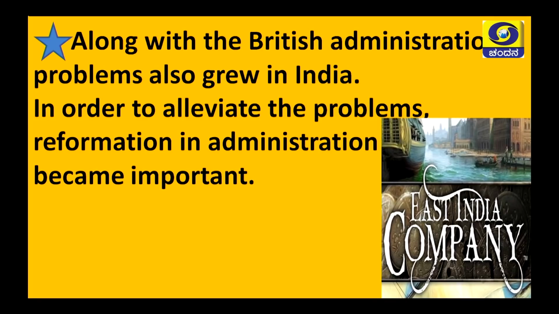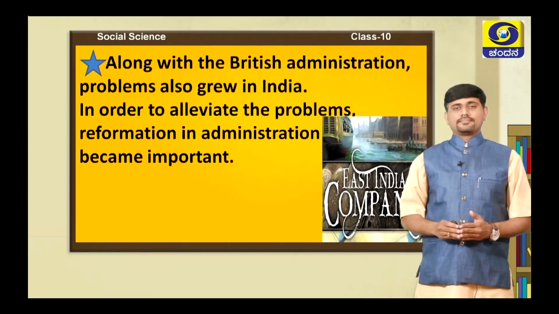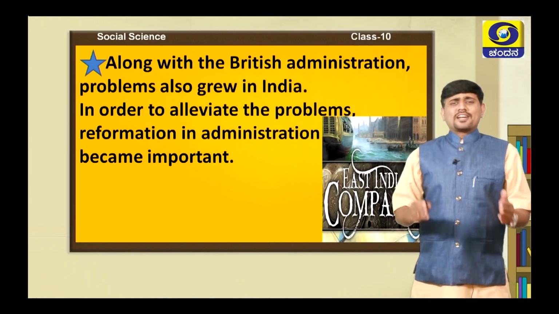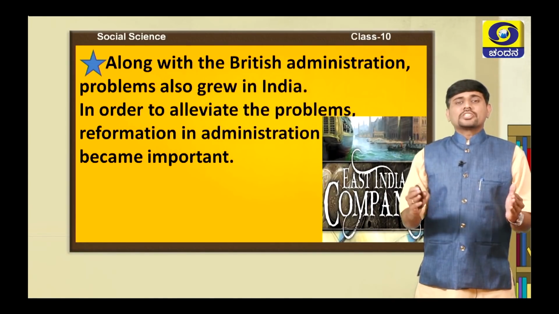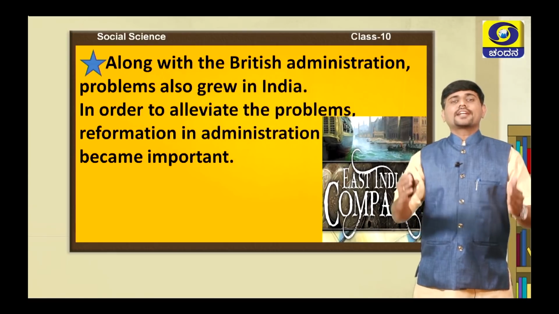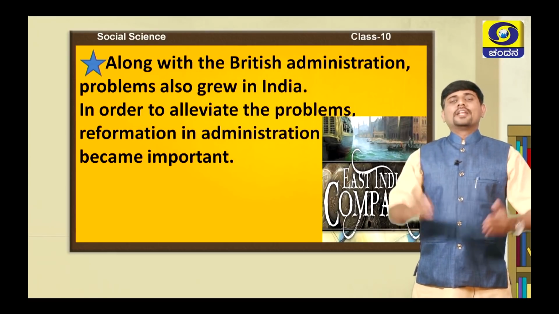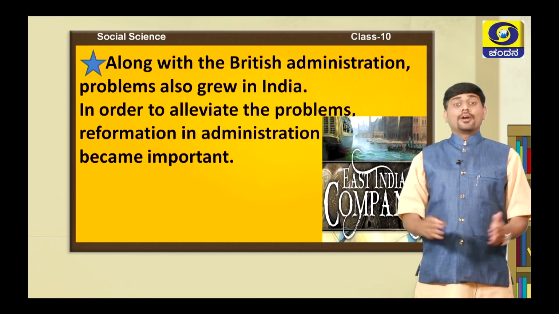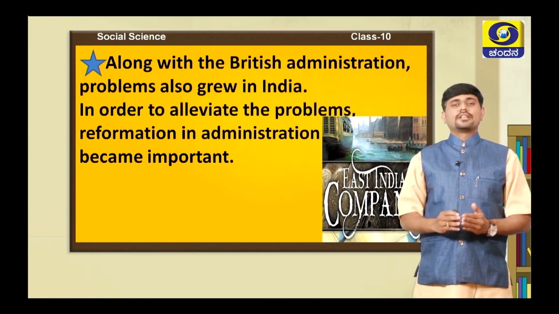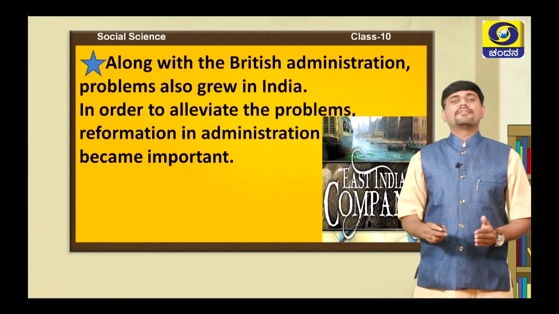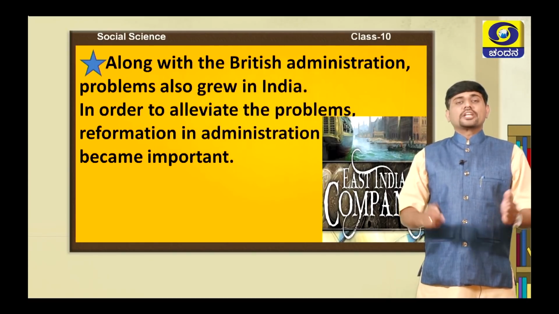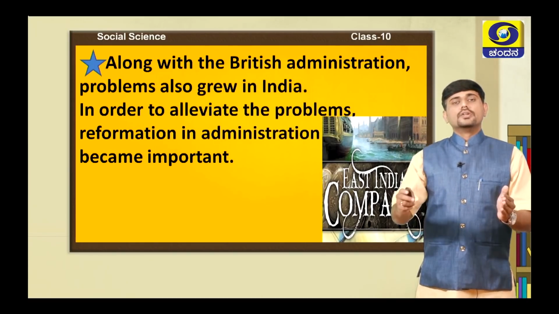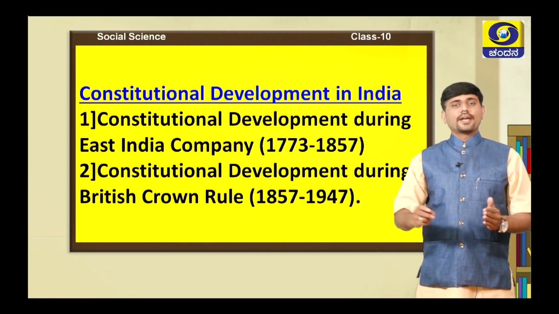The constitutional development of India began along with the introduction of the Regulating Act in India. First, let us come to know, children, why did the British government introduce the Regulating Act in India? Along with the British administration, the problems also grew in India. In order to alleviate the problems, the reformation in administration became very important. Therefore, the British government started to do the reforms in the field of the administration.